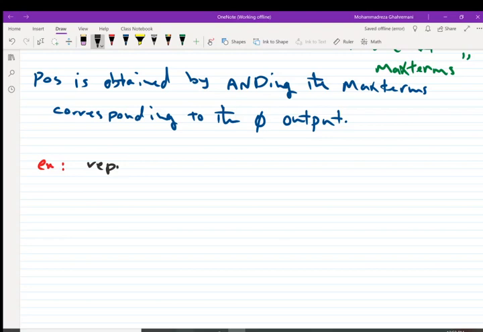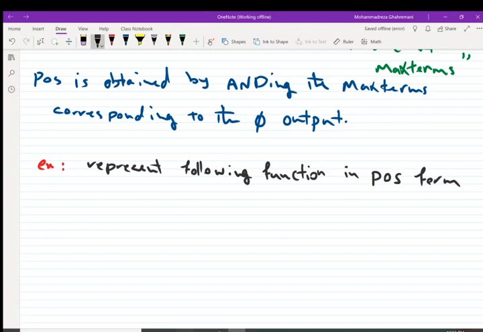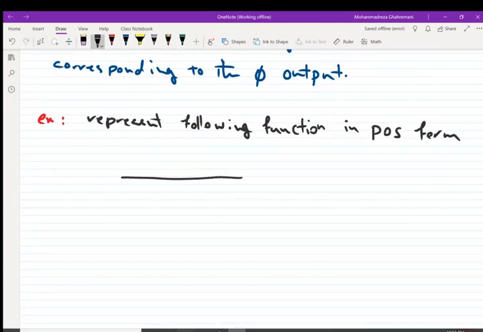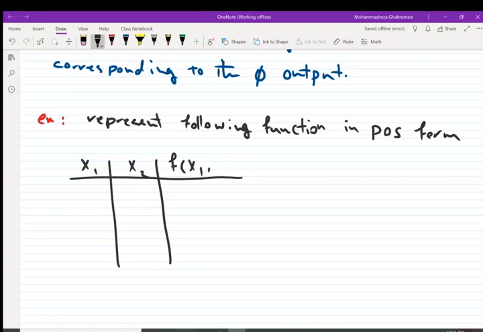Represent the following function in POS form, product of sum. Here is the function: x1, x2, f of x1 and x2. 0, 0, 0; 0, 1, 1; 1, 0, 1; 1, 1, 0... and 1, 0, 0, 1.